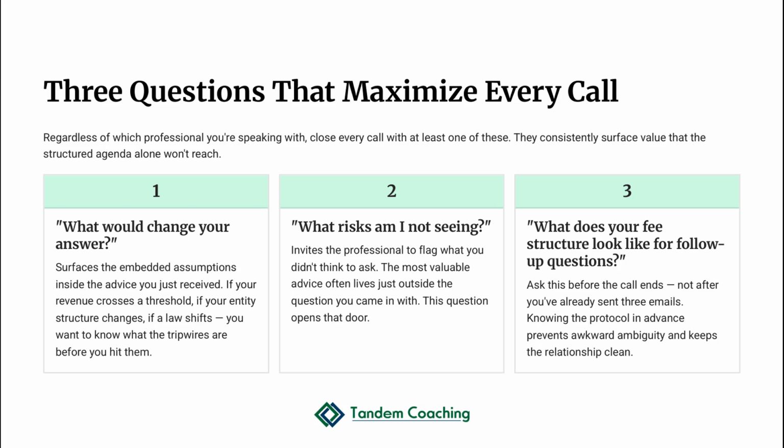3 questions that maximize every call, regardless of pro type, regardless of subject. What would change your answer? Surfaces embedded assumptions, so you know whether your situation matches the answer or whether you're one assumption away from a different recommendation. What risks am I not seeing? Invites the pro to flag what you didn't ask, which is where most of their value actually sits.